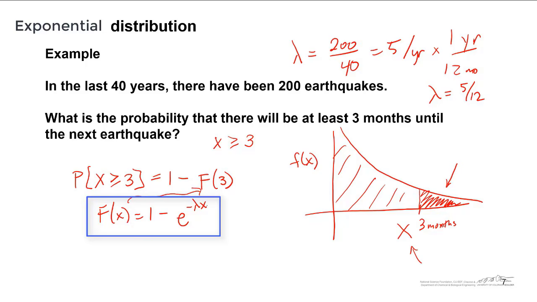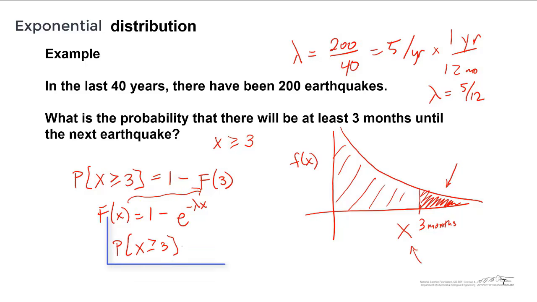When we plug this into the cumulative function down here, when I substitute capital F of 3 into here and I subtract from 1, these ones will actually cancel, and what we end up with is the probability that x is greater than or equal to 3 is just e to the negative lambda x. Lambda is 5/12. Our x value is 3. And when we do that, we get the probability that the next earthquake is going to be greater than 3 months from now to be about 0.287.